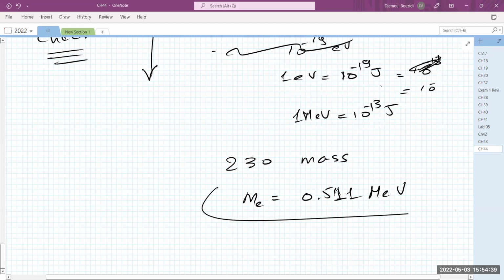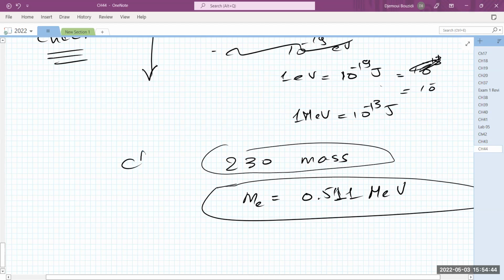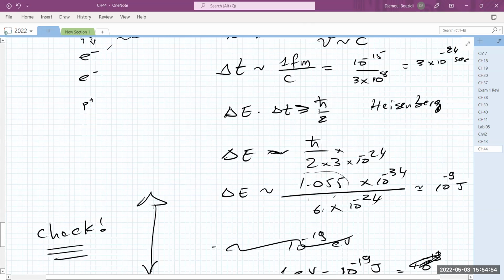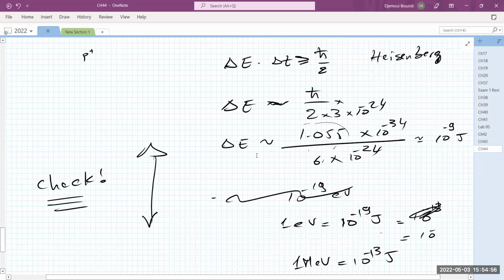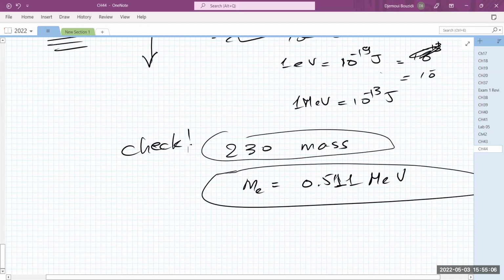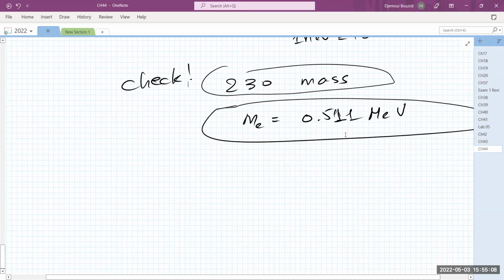So we need to check it. I need to check it, and please check it with me too, okay? Make sense? You understand what we're supposed to do here? We're supposed to use the Heisenberg uncertainty principle and find an estimate for this mass. Very good. So the point being in here is that he found the mass to be about 220, 230 times the mass of the electron.